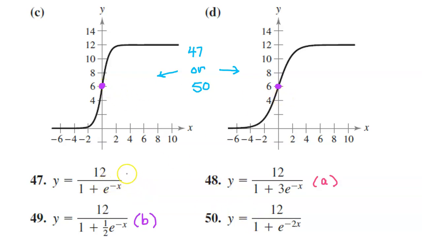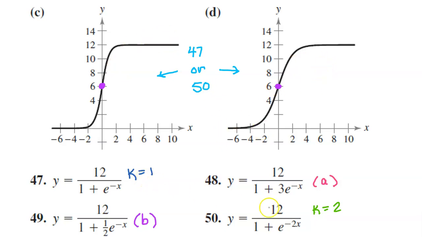For number 47, the k value is 1. There's no visible number in front of the x, so it must be a 1. For number 50, the k value is 2. The k value controls whether the graph is increasing or decreasing. Since both k values are positive, we see that both graphs are increasing.